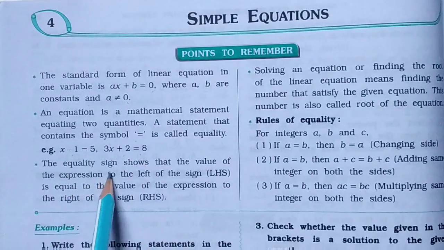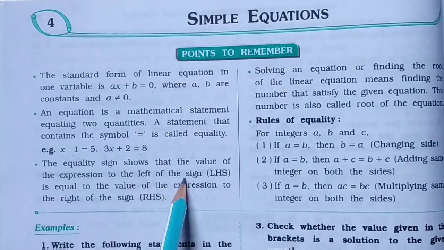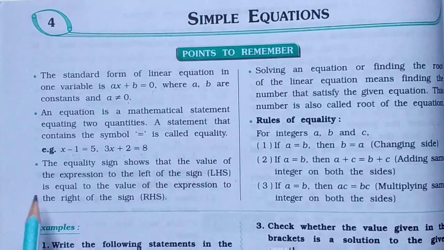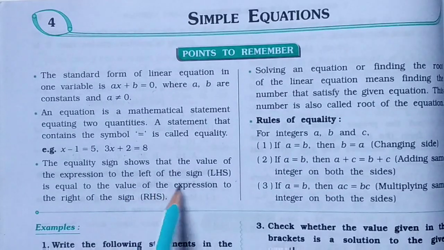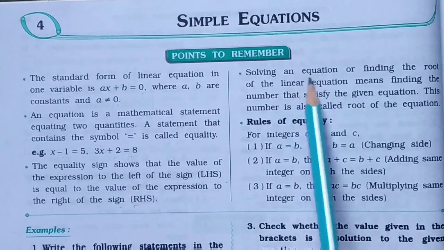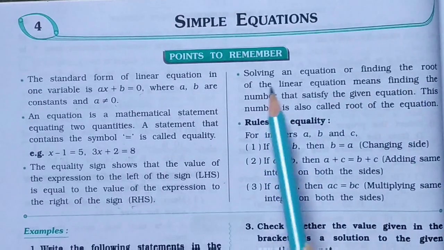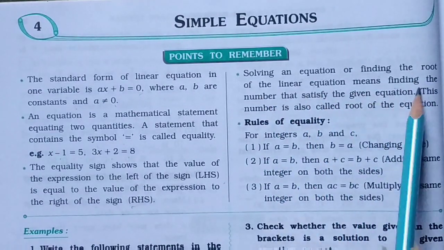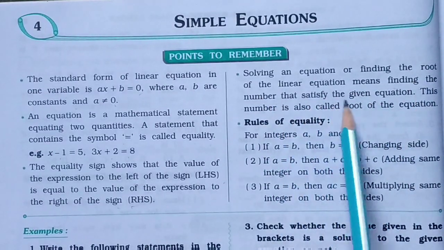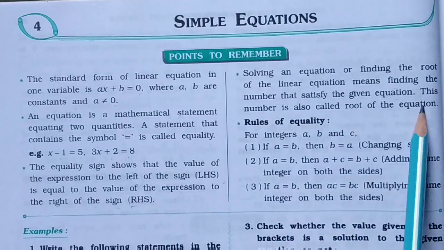The equality sign shows that the value of the expression on the left side, that means LHS, is equal to the value of the expression on the right side of the sign, that means RHS. Solving a linear equation means finding the number that satisfies the given equation. This number is also called the root of the equation.